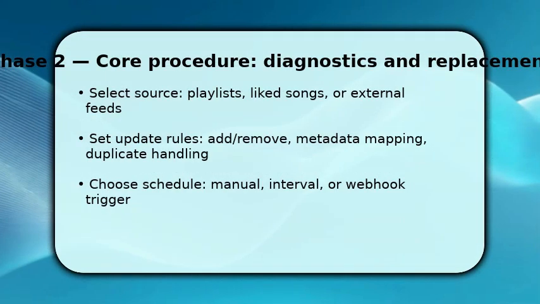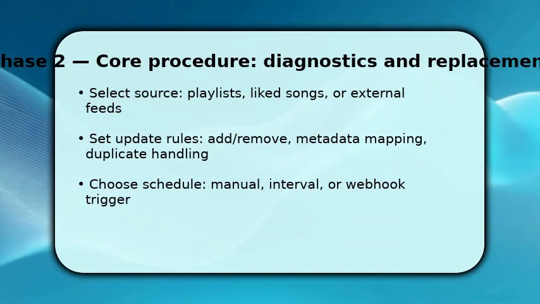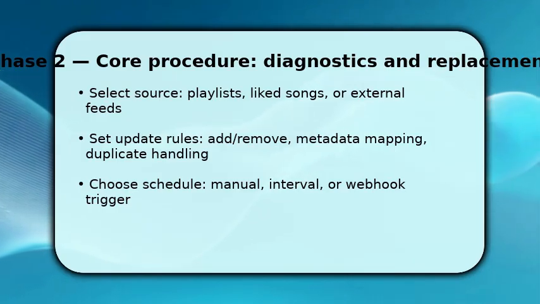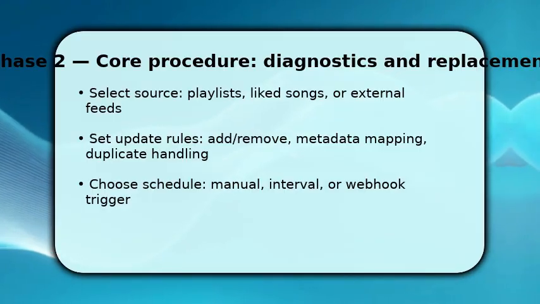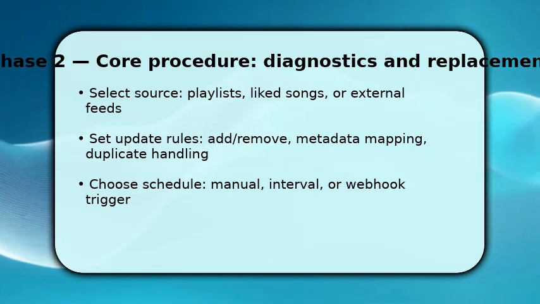Once connected, you configure how updates should work and why each choice matters. You pick the source playlist, liked songs, or an external feed, and map fields like title, artist, and album so metadata stays consistent. Then define rules.